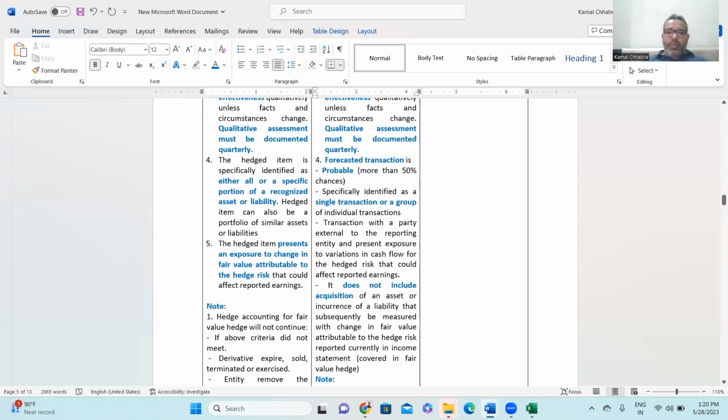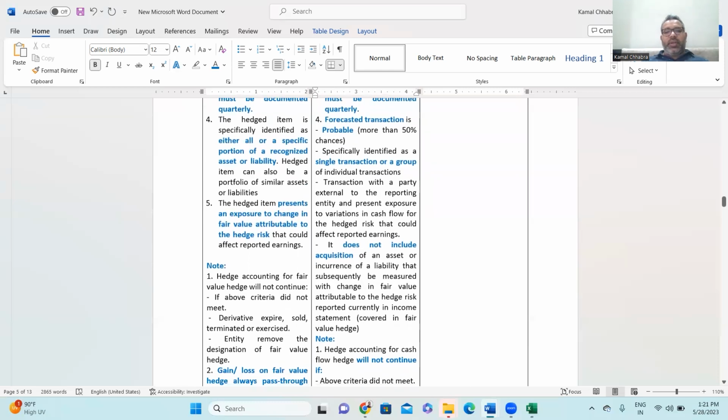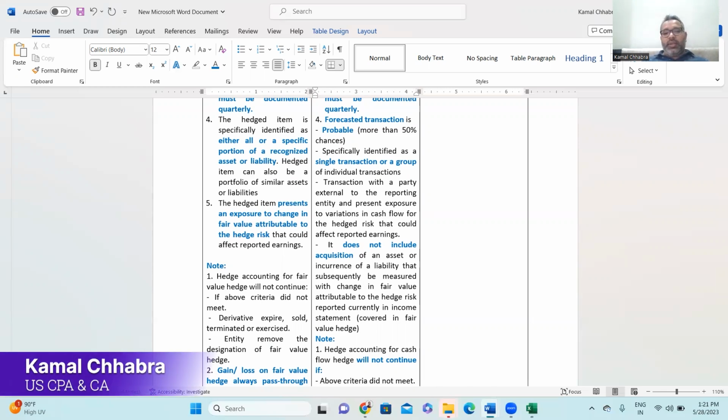Fourth one is the forecast transaction. First, whether it's probable, which is more than 50% chance. Second, it is specifically identified as a single transaction or group of individual transactions. Third, it is a transaction with a party external to the reporting entity and presents exposure to variability in cash flow for the hedged risk that could affect reported earnings. And the last one is it does not include acquisition of an asset or incurring of a liability that is subsequently measured with change in fair value attributable to the hedged risk reported currently in the income statement.